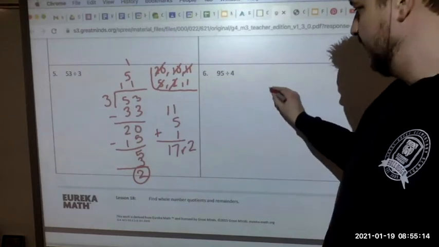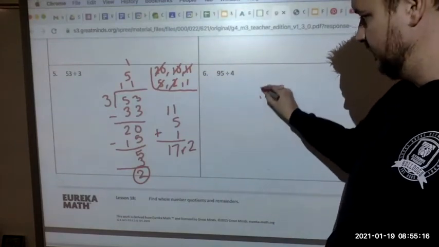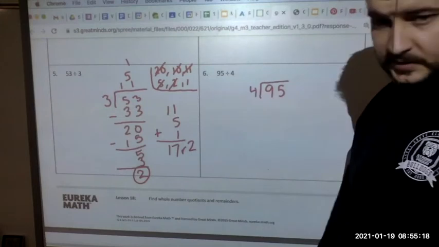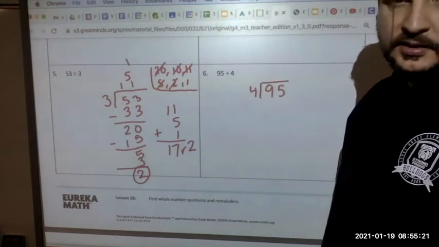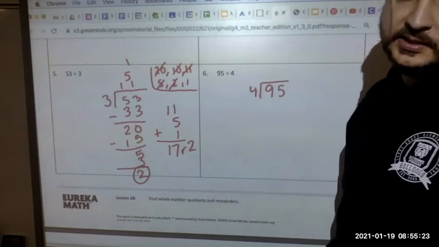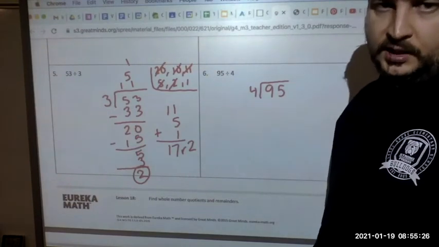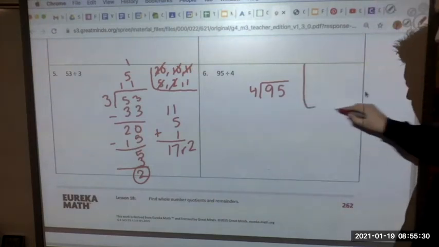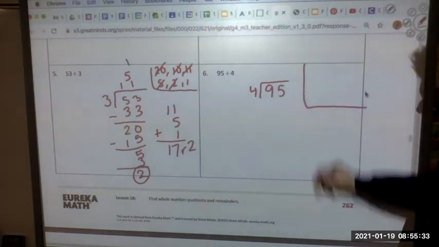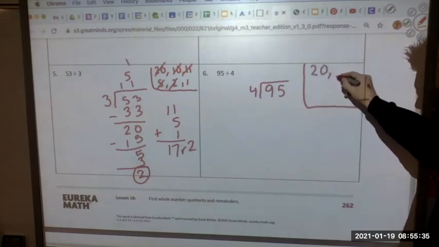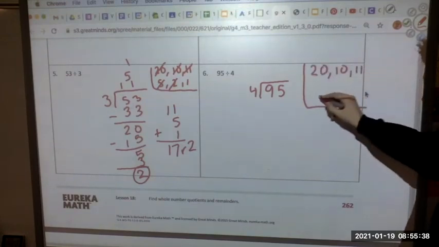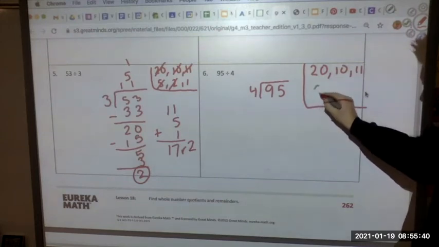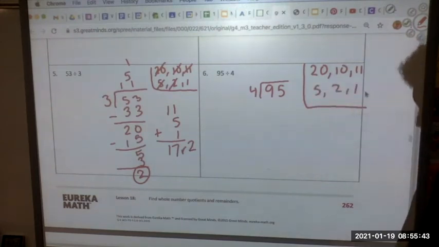So we've got 95 divided by 4. Now, if you have really messy handwriting, if you're struggling to get it in this box, do it on a piece of paper before, because you don't want to get it mixed up. That's the biggest thing. So we're trying to get as close to 95 as we can. So I can start with 20, 10, 11. I could do 5s, 2s, and 1s. Okay. So pause the video and then we'll go over this. I want you to try this one on your own.